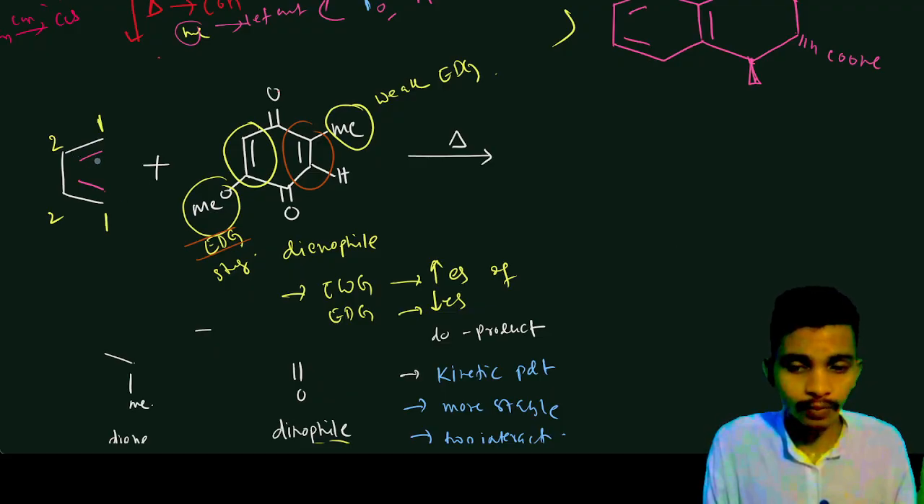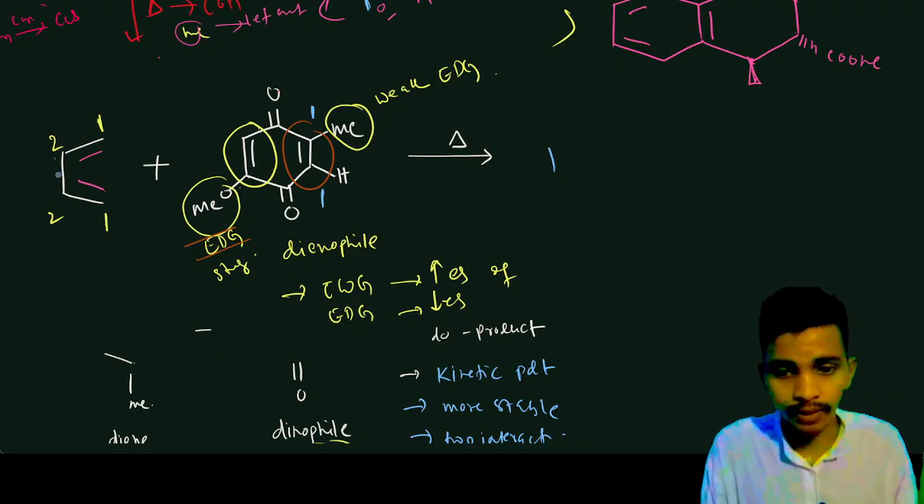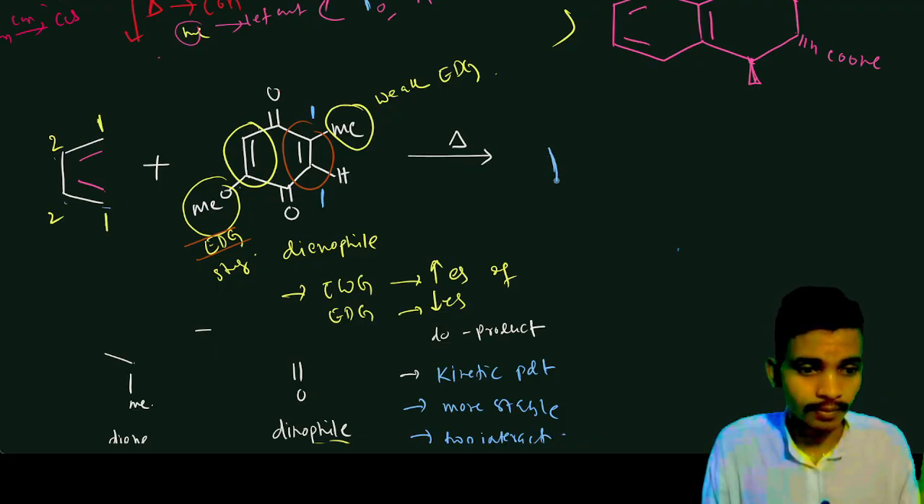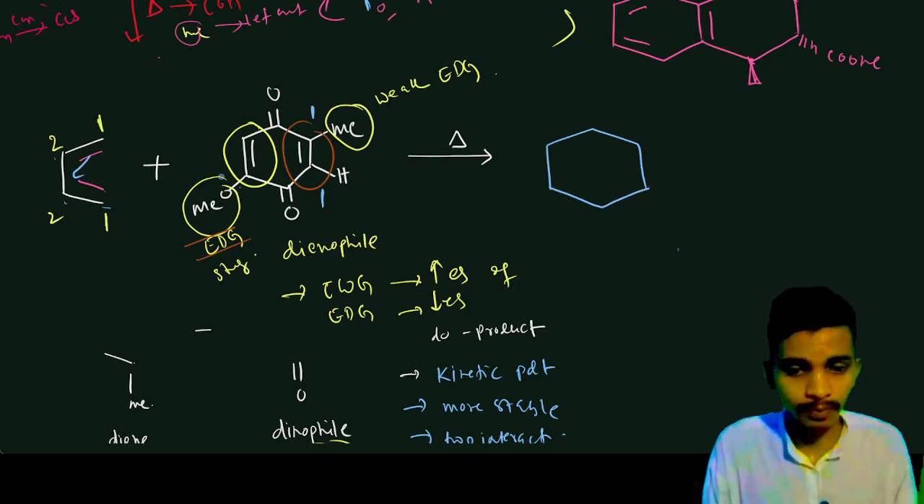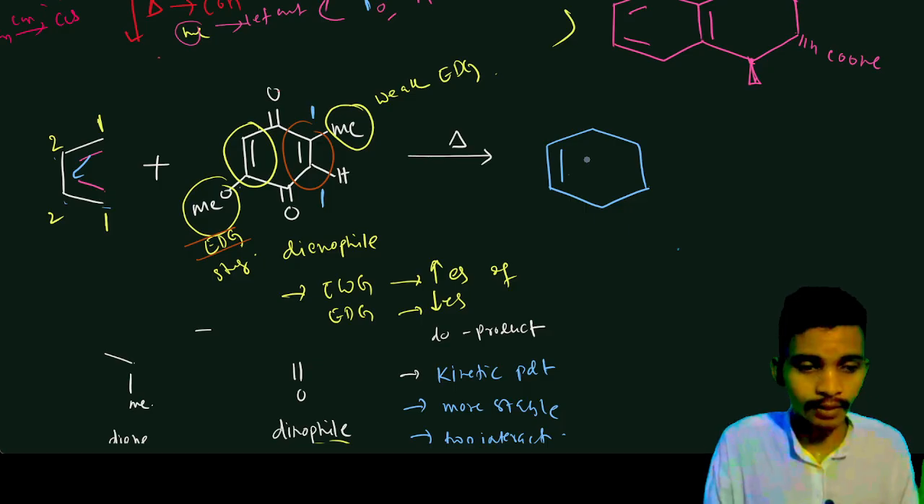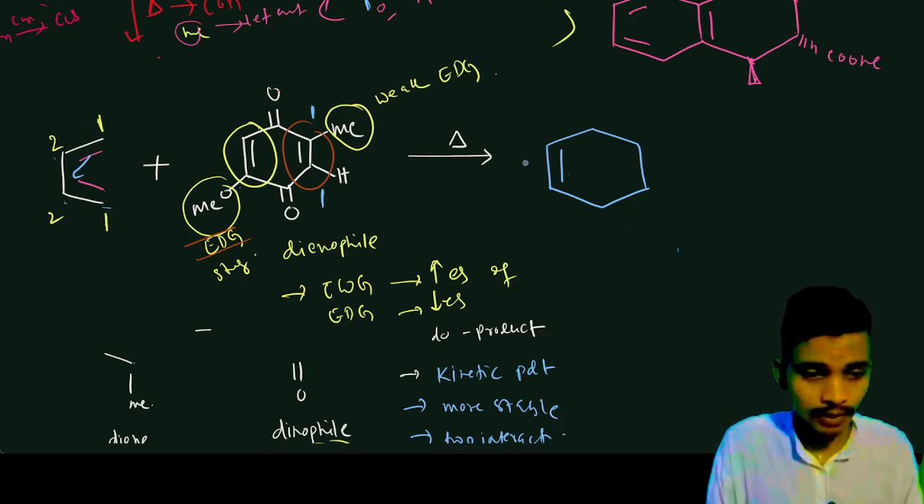Now if we do the reaction, this is 1 and this is 1. This one will not participate, this one will participate. So a 6-membered ring will form: 1, 2, 3, 4, 5, 6. The double bond shifts here. Here there is no substituent, because hydrogen is there, so no need. Now here we have this one participating.